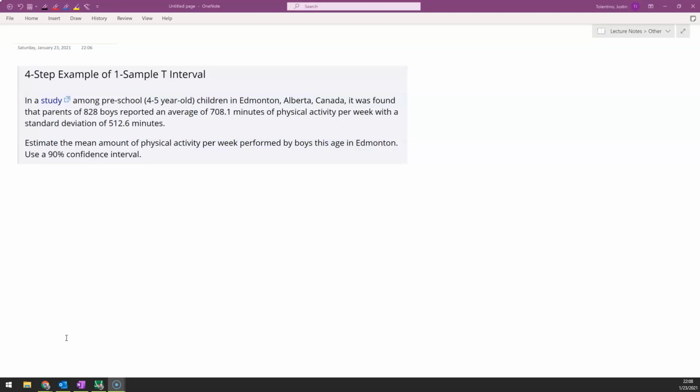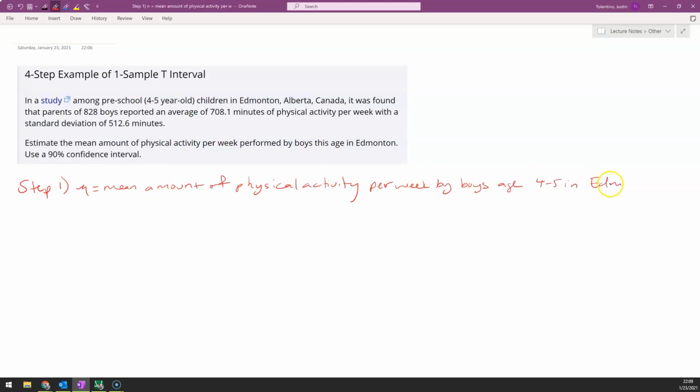So let's go through our 4-step process. Step 1 is to start with identifying the parameter that we're interested in. The final question tells us to estimate the mean amount of physical activity. We want to make sure we use the correct symbol. Since we're talking about the parameter of a mean, that would be the symbol mu. And again, it's the mean amount of physical activity. So we know exactly what the parameter is and the population we're referring to.